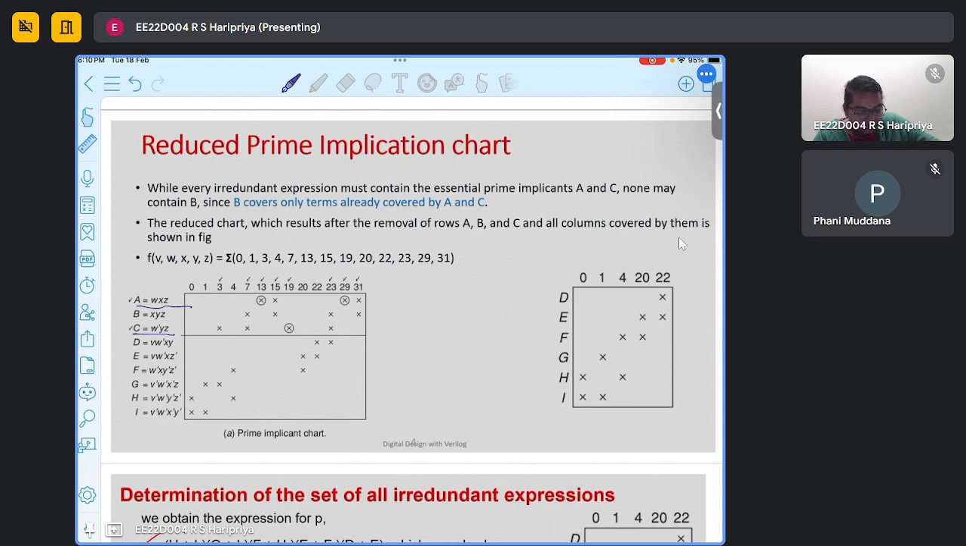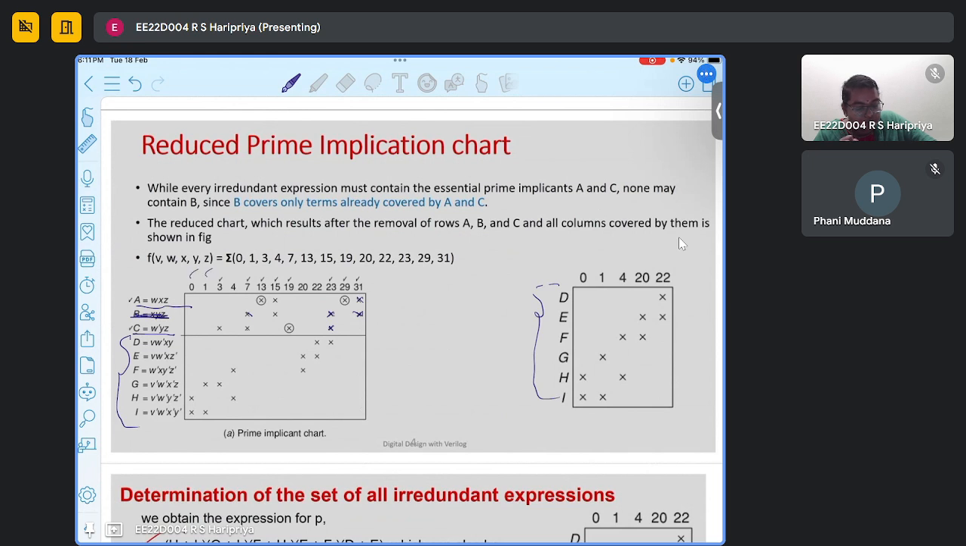For example, B is covering this, which is already covered by C, and this is covered already by A. This is also covered by C, and this is covered by A. So B we can remove it. The next is D, E, F, G, H, I. So from this, what are the minterms left?